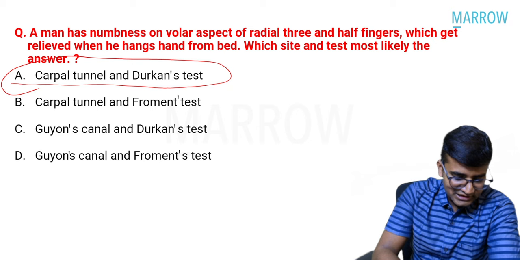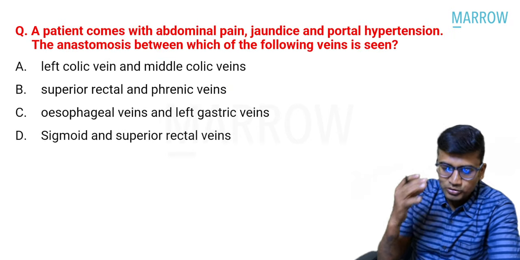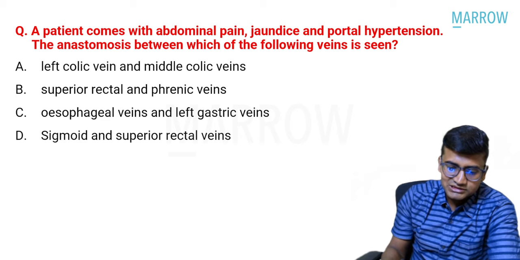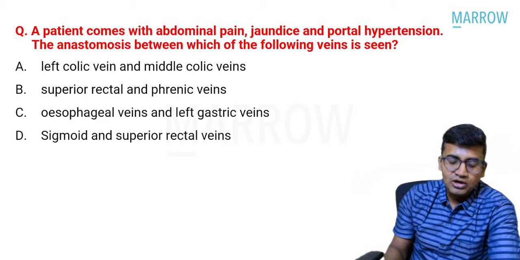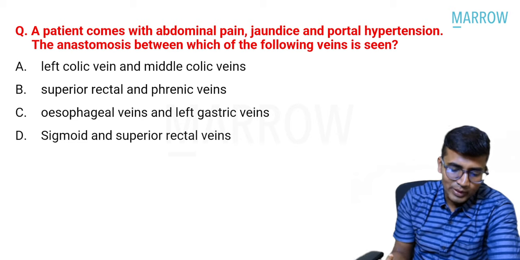Right. Now see the next question. The patient comes with abdominal pain, jaundice and portal hypertension. The anastomosis is between which of the following veins? Option A, left colic vein and middle colic vein. Option B, superior rectal vein and phrenic vein.